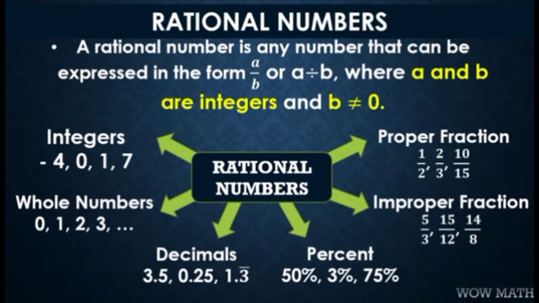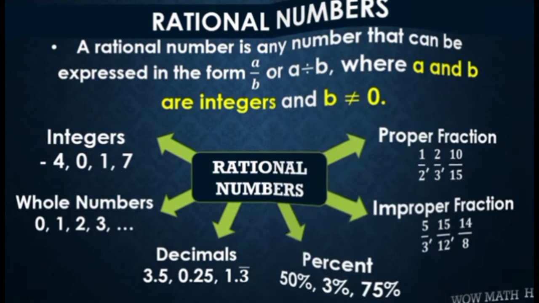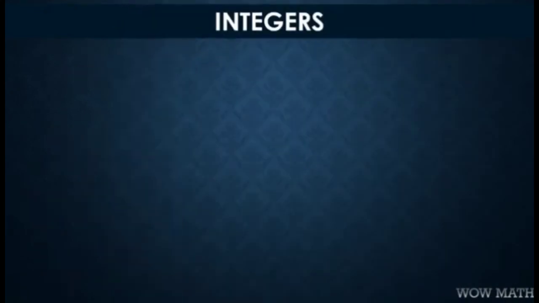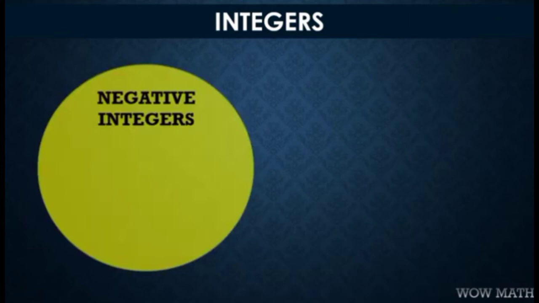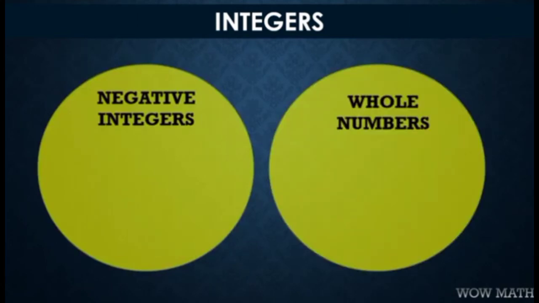So these are some of the examples of rational numbers which can be expressed in the form of a over b. So what are integers? This is one of the examples of rational numbers. Let me explain. We have negative integers and whole numbers. Under negative integers, we have -5, all negative numbers, of course. Now, why do we consider negative integers as rational numbers?